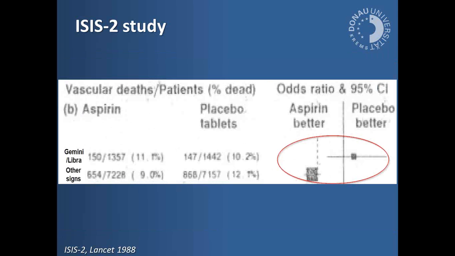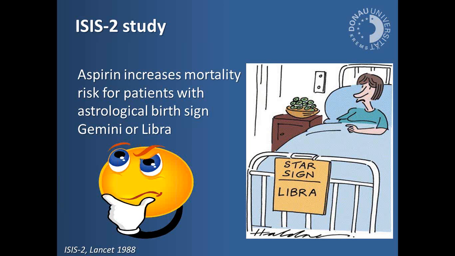They showed results according to astrological birth signs, and in the end it came out that in patients with Gemini or Libra, the placebo was better. And this is obviously just by chance. But if you interpret this and make a recommendation for clinical reality, you would come to the conclusion that you won't give aspirin to people with the astrological birth sign Gemini or Libra.